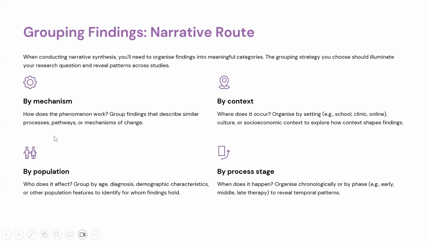So all of this has to be taken into consideration when you decide to go down the narrative route. And you may in fact use multiple grouping strategies in the same synthesis, as long as each serves a clear analytical purpose. So whether you choose to do it mechanistically, by context, by population, or by the process stage, all of these are valid ways of organizing a narrative synthesis, or using the narrative approach, but it just depends on what you're most interested in.